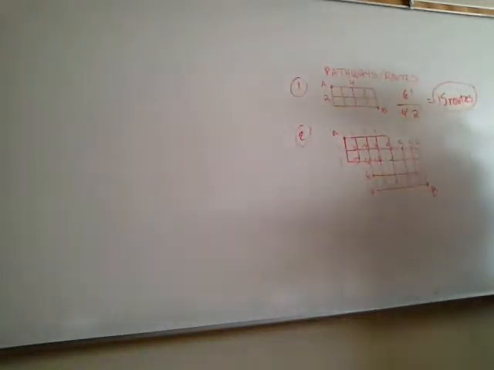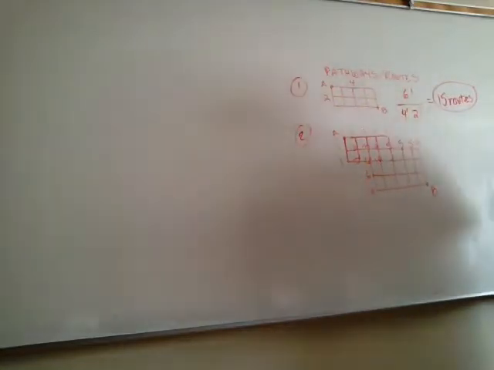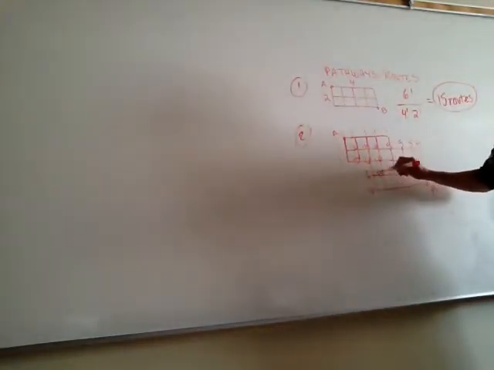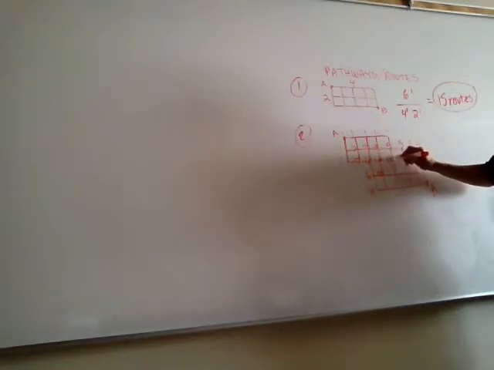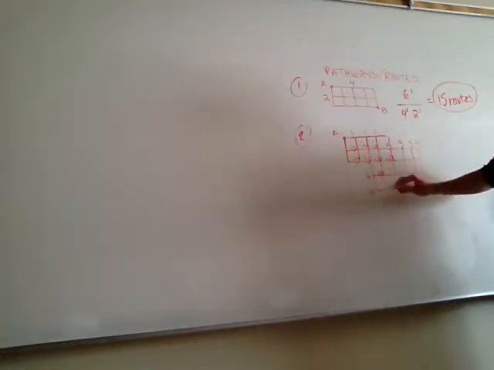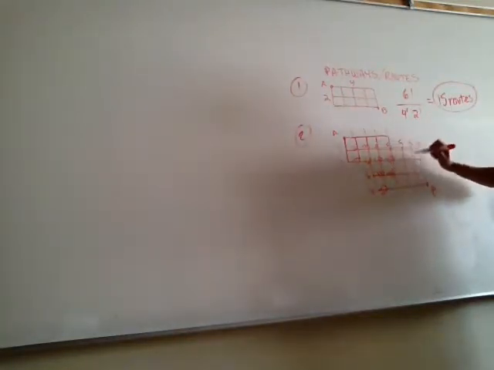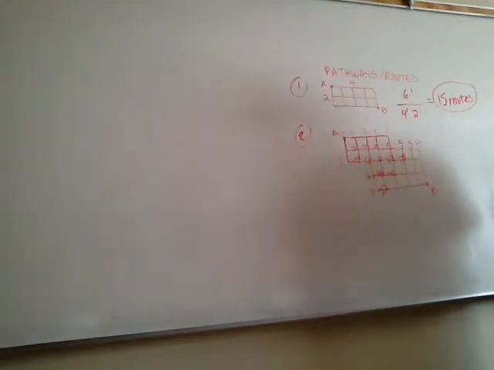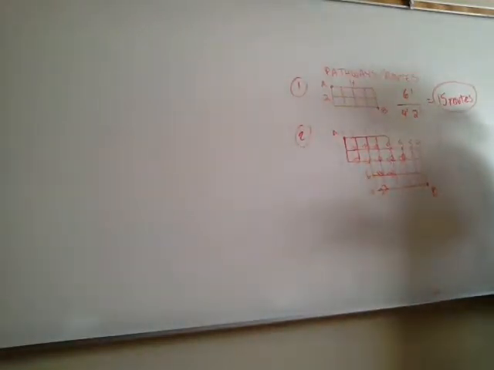And we can just continue adding the 2 numbers above to get the number below. 6 plus 10 is 16. 10 plus 5 is 15. 6 plus 16 is 22. 16 plus 15, 31. 15 plus 5, 20. Everyone okay so far?